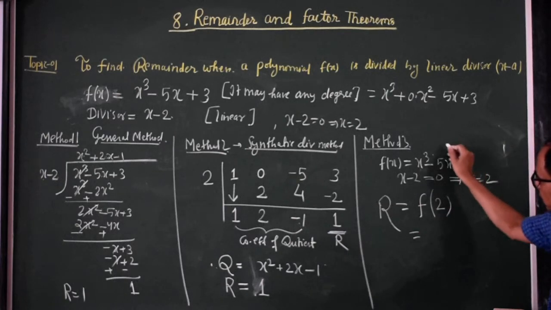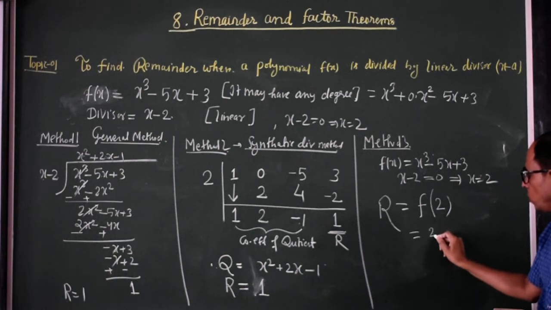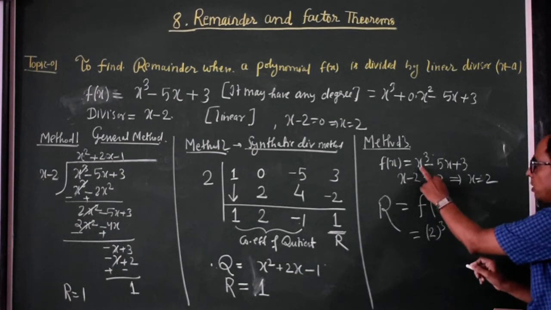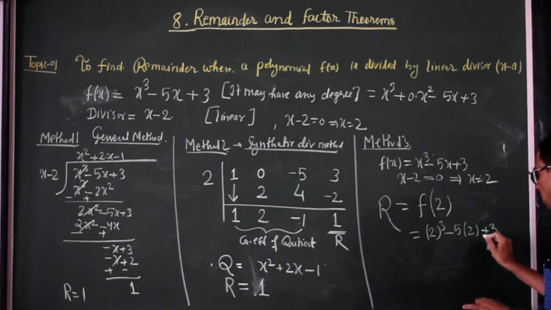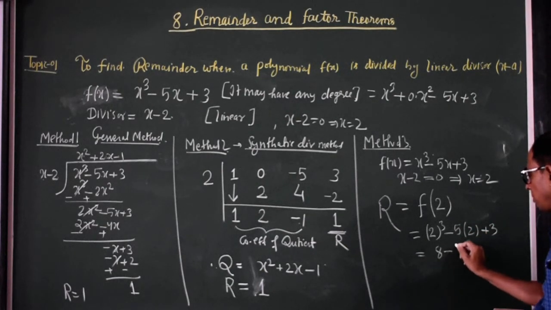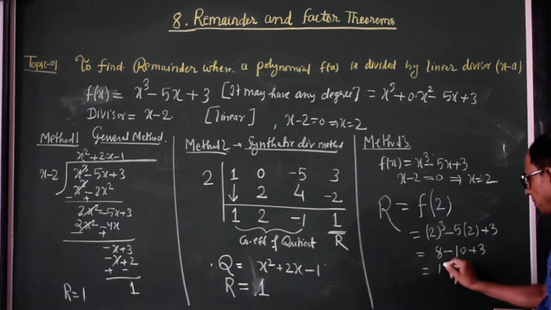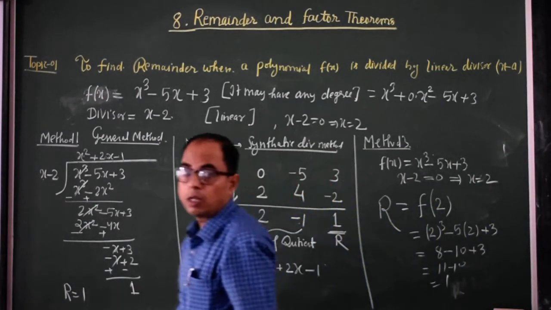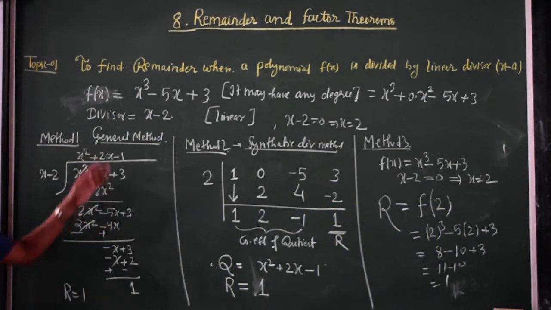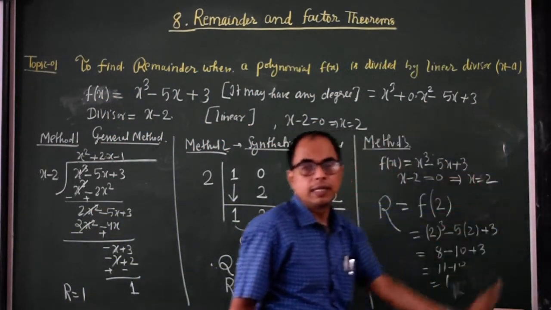It means in this polynomial, in place of x substitute 2. So 2 cube, minus 5 into 2, plus 3. This is equal to 8 minus 10 plus 3. So 8 plus 3 minus 10 is 1. So the remainder is 1. These are the three methods to find the remainder when polynomial f(x) is divided by linear divisor x minus a.